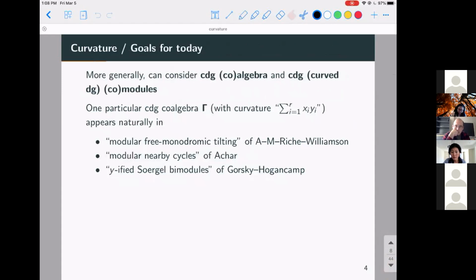So I talked about algebra and coalgebra and modules over them, but more generally, you can consider algebras or coalgebras with curvature, or even CDG, curved DG objects. And in some recent works in my field, one particular CDG coalgebra, let me call it gamma, you might recognize this curvature if you're nearby things that I do, has been appearing in several different places.